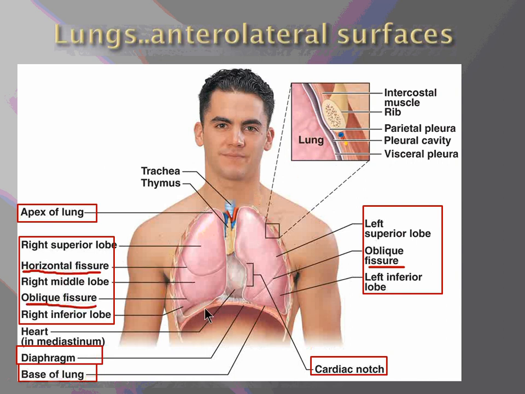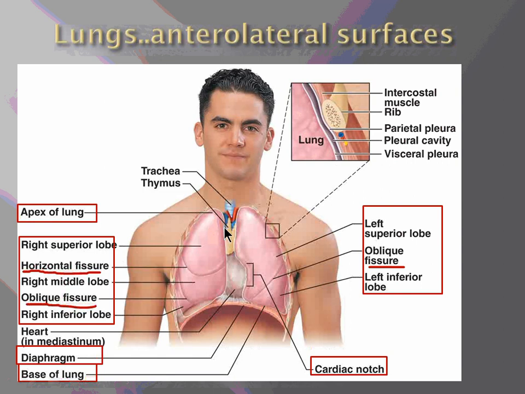And here we can see the lungs are cone-shaped. So they have an apex and a base. The apex rises up into the neck. So you can see this is going up into the neck. The base lies on the diaphragm. Can you see that? The base lies on the diaphragm.